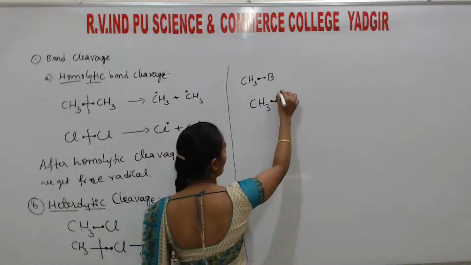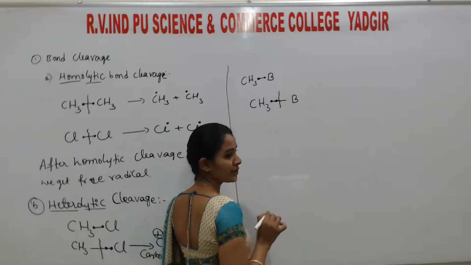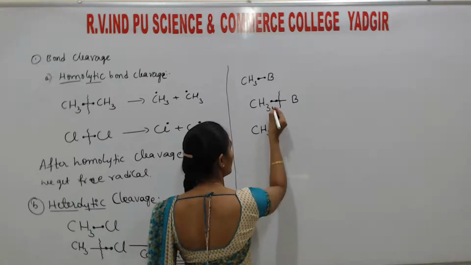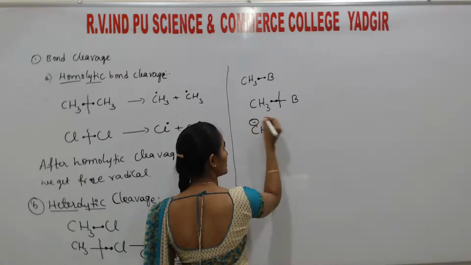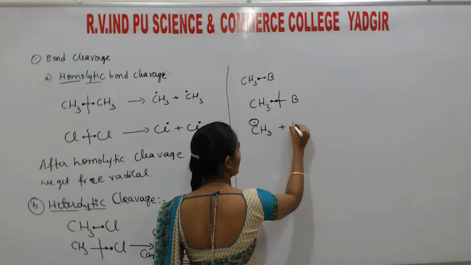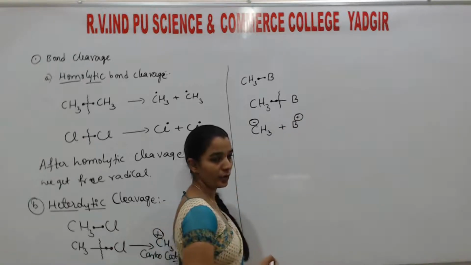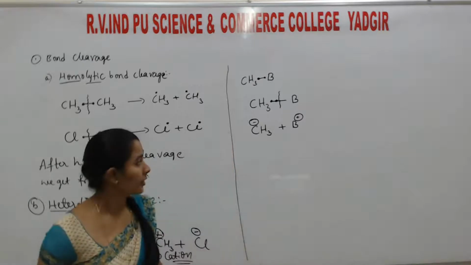Then if we break the bond, cleavage of the bond takes place, forming CH3 with the extra electron, that is minus, plus B plus. This is the product. So I write the product here.